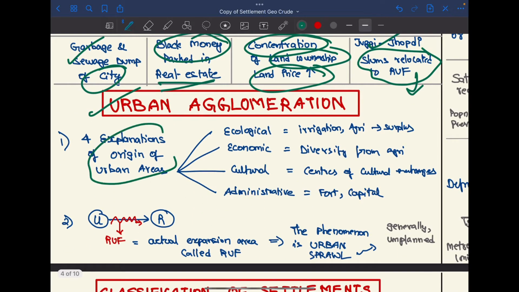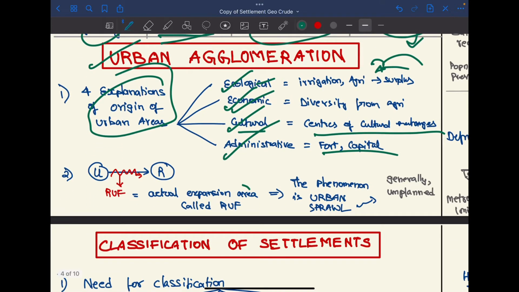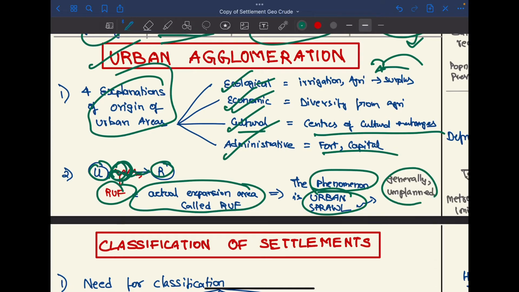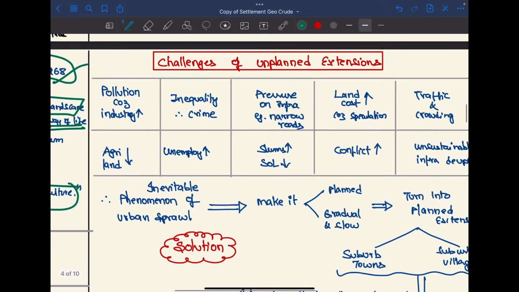There are four origins for explaining urban areas, which are ecological, economic, cultural and administrative. Administrative, like forts and capitals. Cultural, like these are the centers of cultural exchanges. Ecological, the next logical step in trading the agricultural surplus is a city, and we have the economic expansion. So the actual expansion of the area is called the RUF, that is urban expanding into rural. This actual area is called the RUF, and the phenomenon is called urban sprawl, which will generally be unplanned.